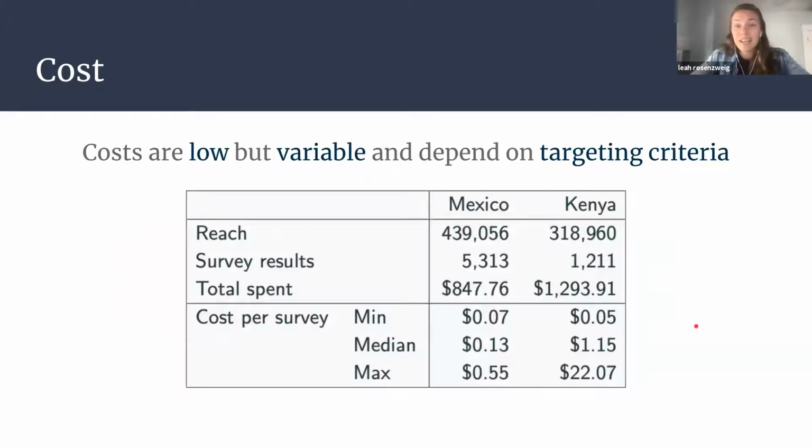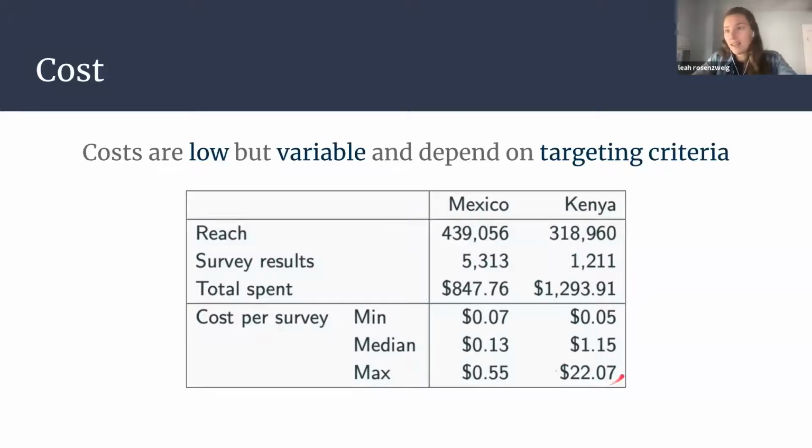But with any survey, things have trade-offs, right? So all of these quality concerns might be ameliorated by the cost benefits that we get from using Facebook. Costs are overall low, but they are quite variable, and it depends a lot on your targeting criteria. So here we're just presenting, as we do in the paper, some of the costs in our 2 countries. And again, the Mexico sample was not incentivized and had a different targeting approach at the municipality level, whereas Kenya was incentivized and had these specific geographic locations.